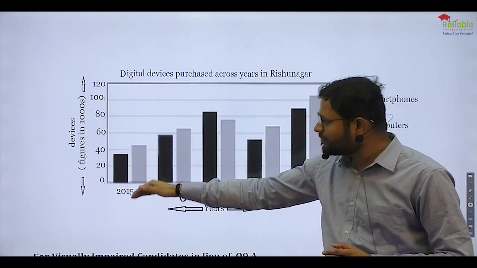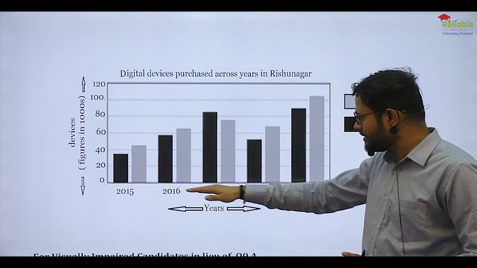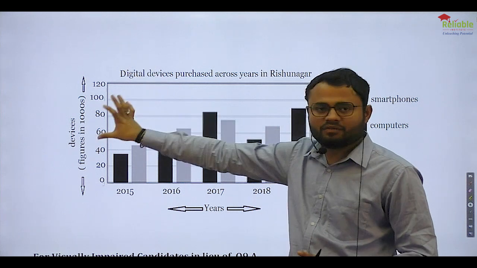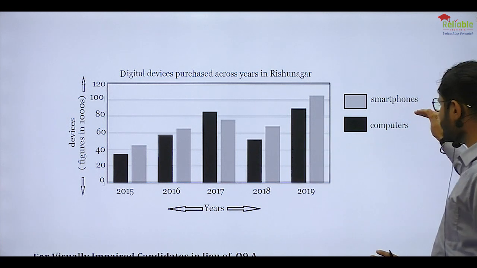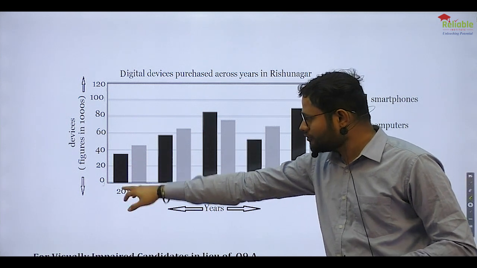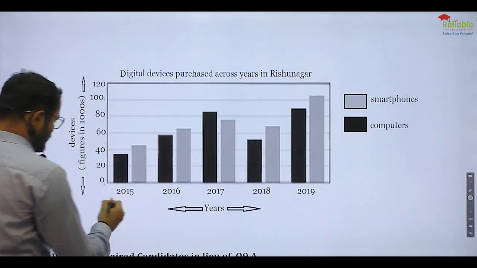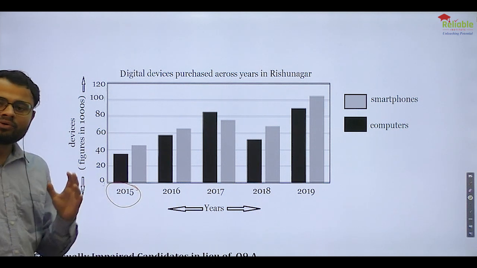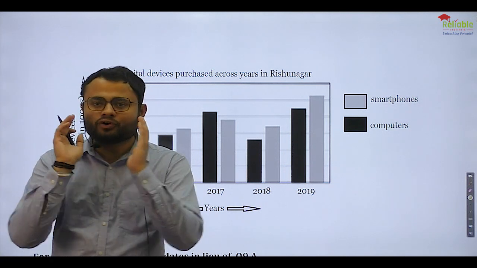Just read the graph, observe the graph, what is there, what are the parameters. On this axis these are the years and these are the figures in thousands of devices. The overall study is of smartphones and computers. The first block is of 2015. What can be done here? First try to summarize the graph for your own understanding.